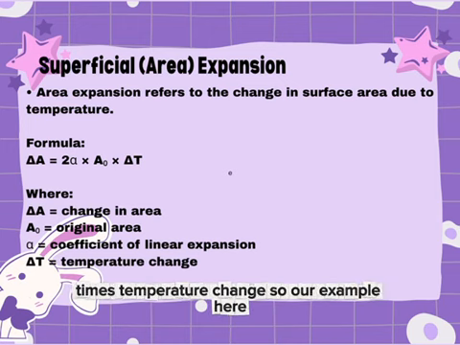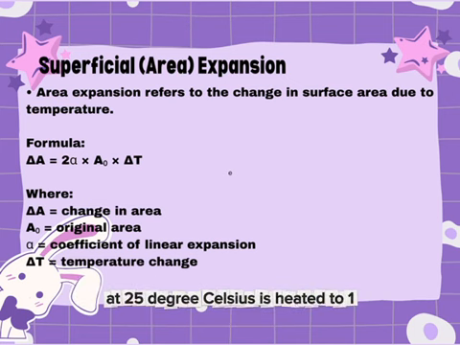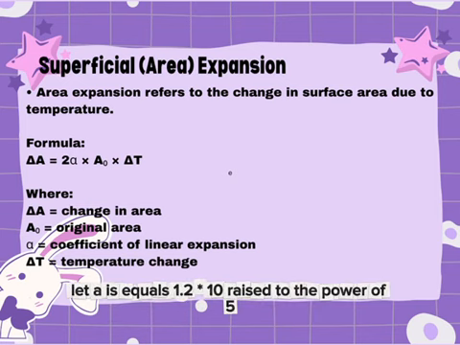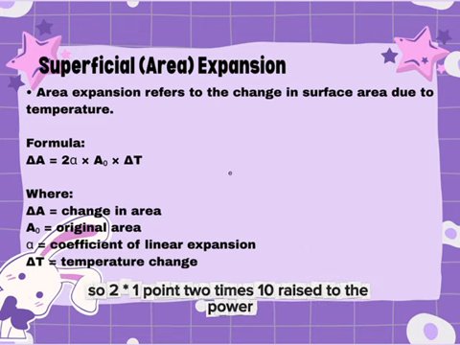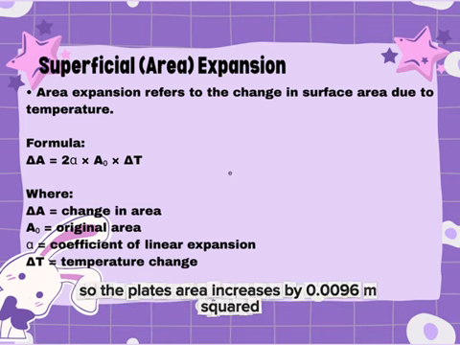So our example here: a square metal plate of side 2 meters at 25 degrees Celsius is heated to 125 degrees Celsius. Let alpha equal 1.2 times 10 raised to the power of -5. So 2 times 1.2 times 10 raised to the power of -5 times 4 times (125 minus 25) is equal to 0.0096. So the plate's area increases by 0.0096 meters squared.